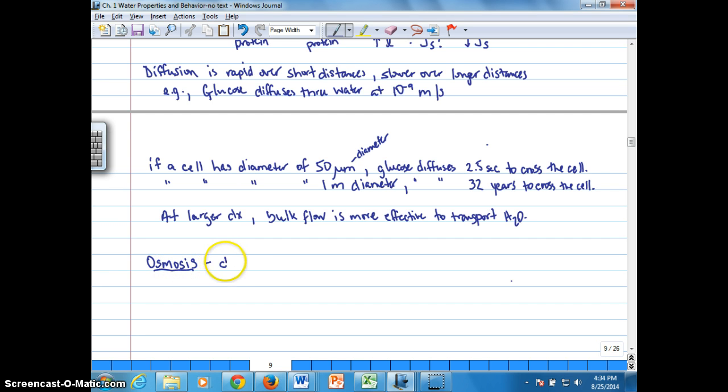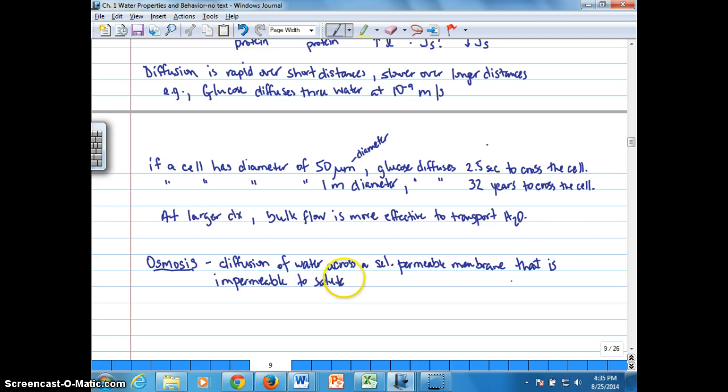So to define osmosis, we're looking at the diffusion of water across a selectively permeable membrane that is impermeable to solutes or certain solutes. And this is going to become more biologically relevant when it comes to a discussion of movement of water through plant cells. So we'll continue that topic in the next video clip.